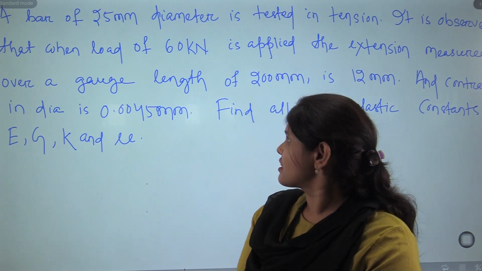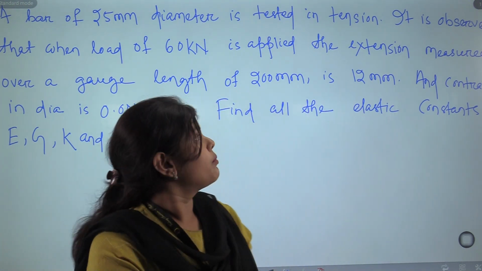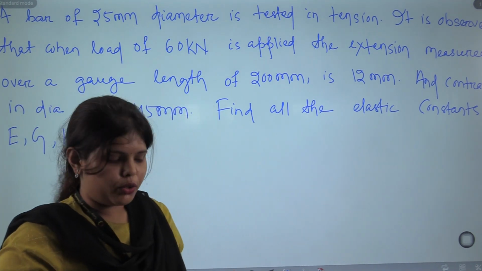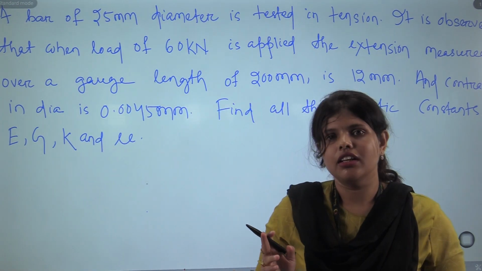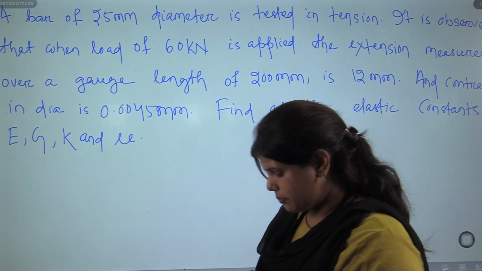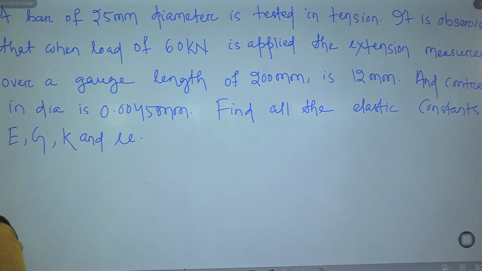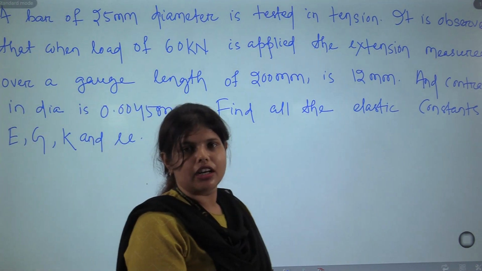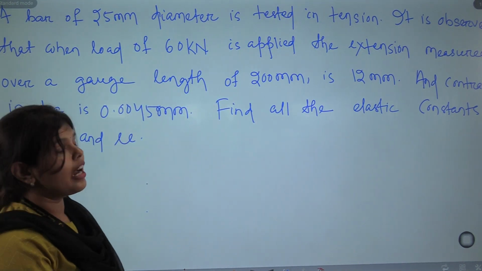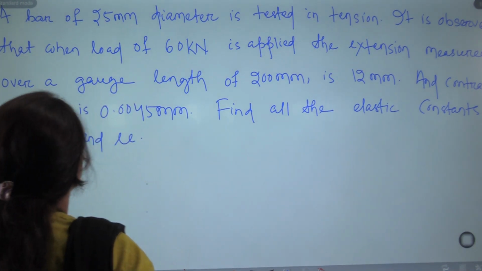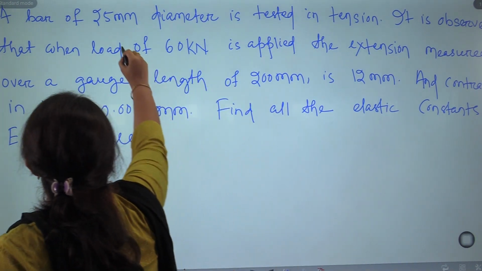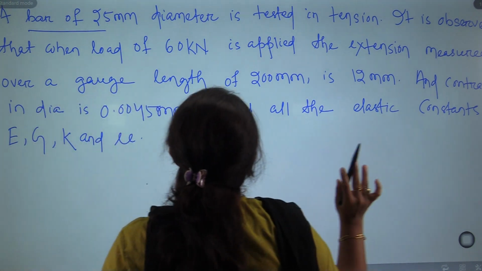Today we will discuss... we discussed elastic constants and the relationship between them. Today we will solve one numerical using those elastic constants. Before solving this numerical, we need to understand what values are given and how we will use those values. So, first here we have a bar of what?